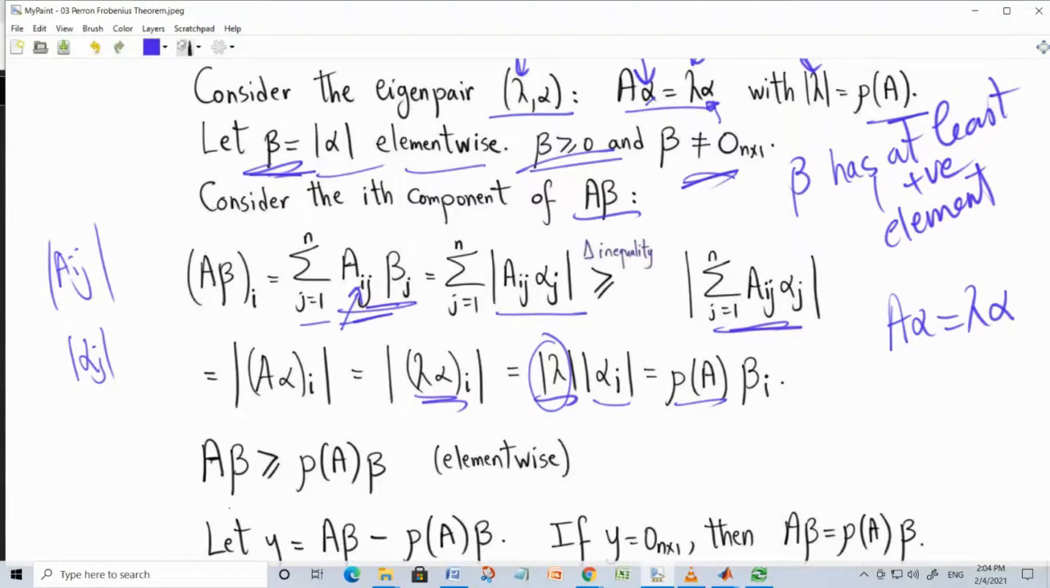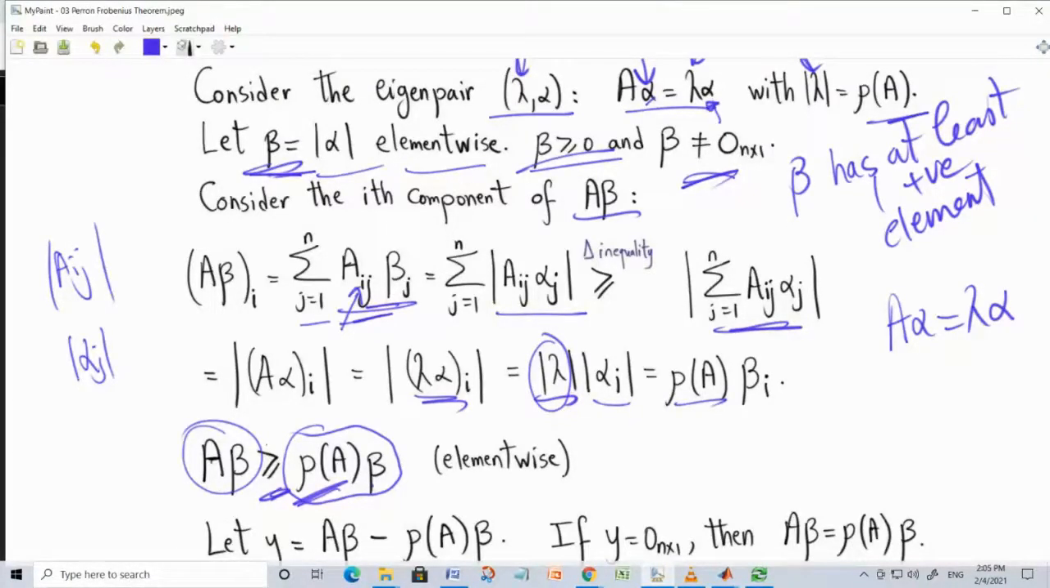If you multiply matrix A by vector beta, you get this on the one hand. On the other hand, you take vector beta and multiply each component by the spectral radius of A. Then you get an element-wise inequality: each component in this vector is greater than or equal to each component in that vector.